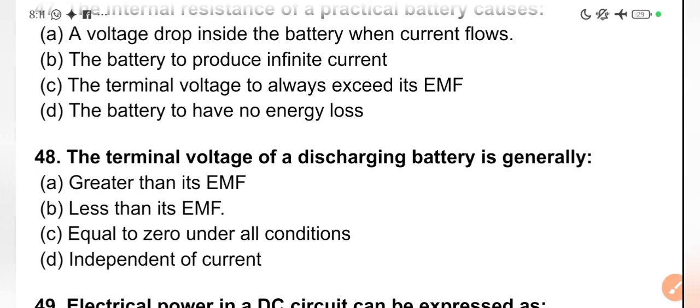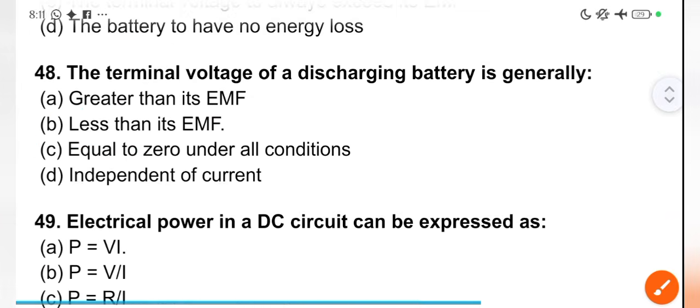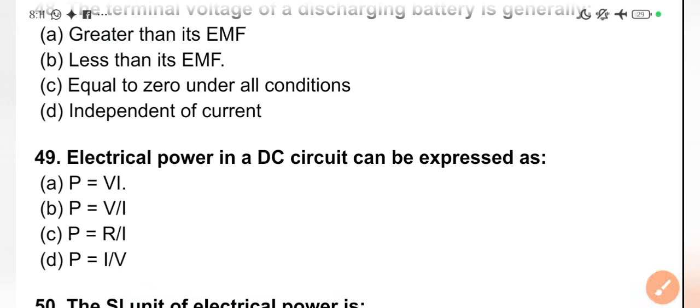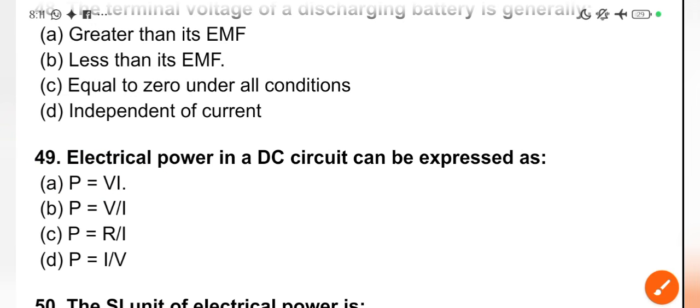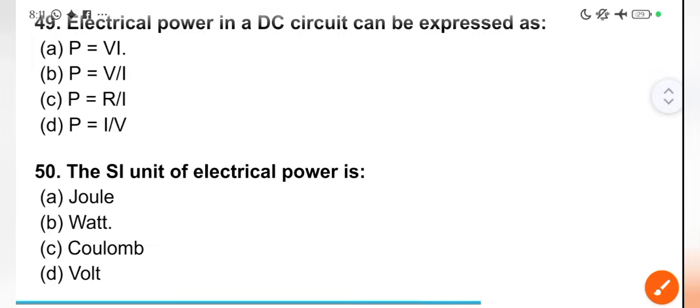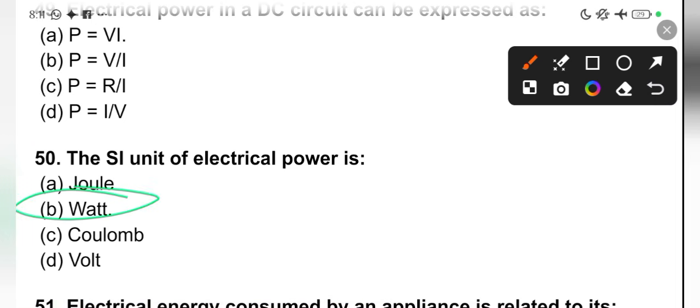Alright. The terminal voltage of a discharging battery is generally less than its EMF, electromotive force. Electrical power in a DC circuit can be expressed as P equals VI or IV. Just take note of that. Alright. 50. The SI unit of electrical power is watt.